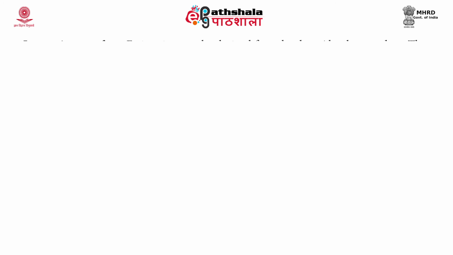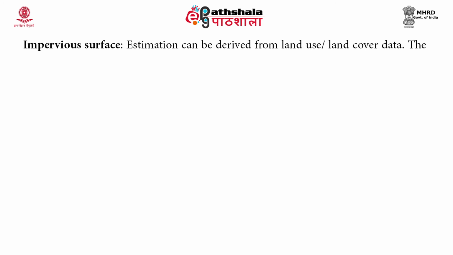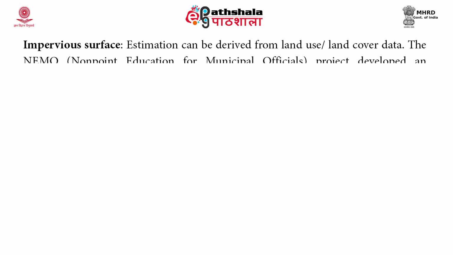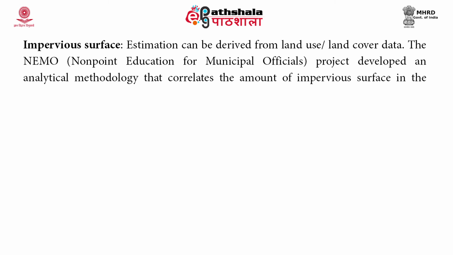Next is impervious surface. Estimation can be derived from land use, land cover data. The NEMO, which is the Nonpoint Education for Municipal Officials project, developed an analytical methodology that correlates the amount of impervious surface in the watershed to impact on stream quality.